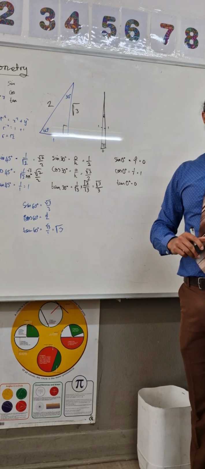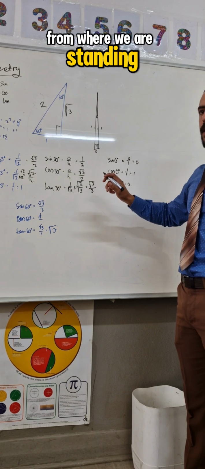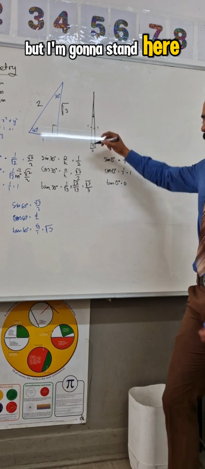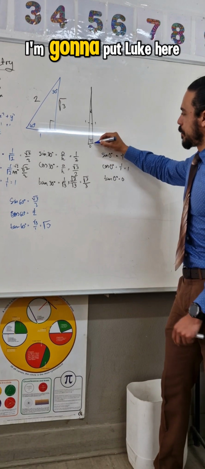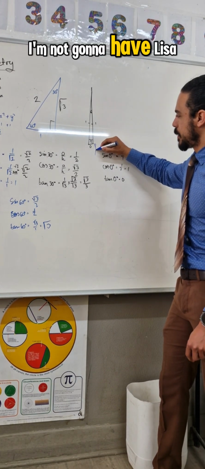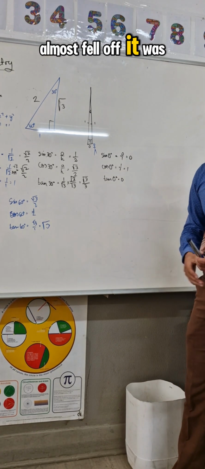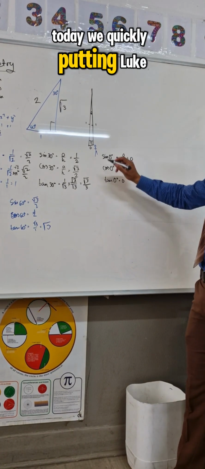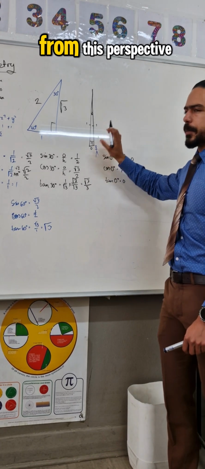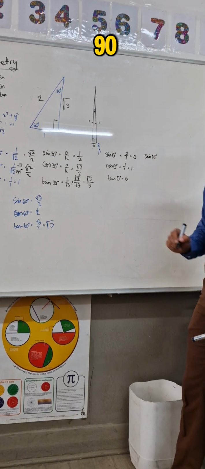But we can also change our perspective from where we are standing, and say, okay, but I'm going to stand here. So I'm changing this perspective. I'm not going to put Luke here today. I'm not going to have Lisa Kanya because she was a little too big for the board yesterday. It almost fell off. She had too big muscles. So today we're putting Luke on the board. Luke is going to look from this perspective, and we're going to ask Luke, what is the sine of 90?